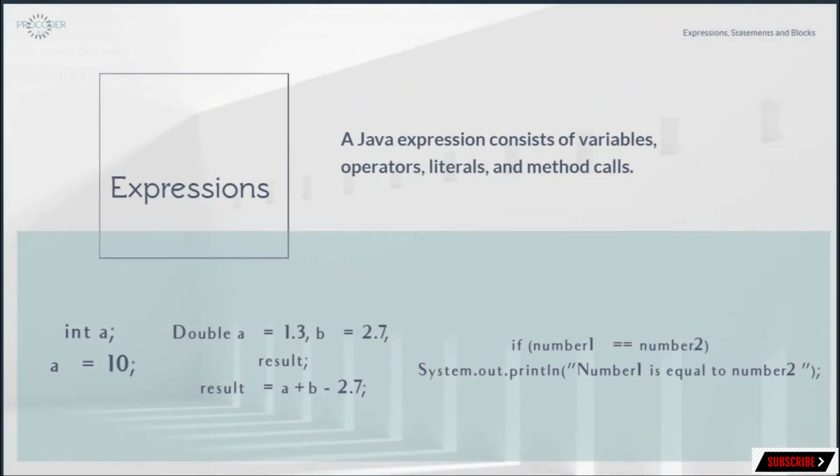That is expressions. A Java expression consists of variables, operators, literals and method calls. Let's do an example. Here we are defining an int variable a and assigning its value to 10. So here a = 10 is an expression.